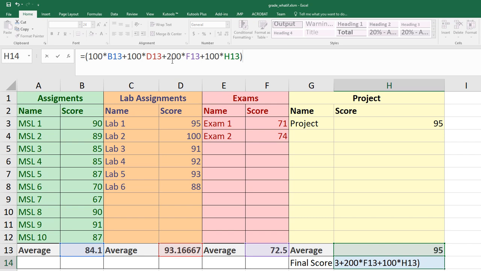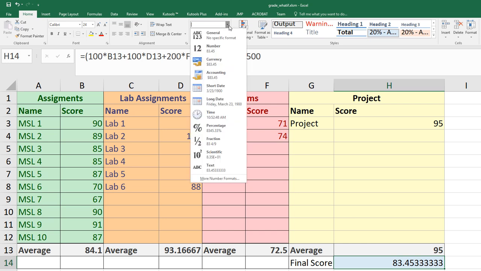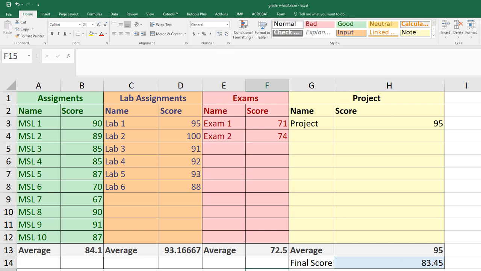We could just do 100 plus 71 plus 100 times 74, but this does the same thing. And then we divide that whole quantity by the total number of points that are available, which is 500. It turns out that my class average, given all of these numbers that I put in here, is 83.45. Since I don't really go that many decimal places, I'm just going to go ahead and go to 2 decimal places.